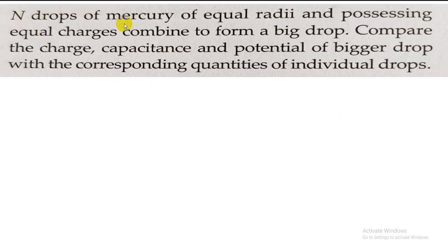Here, n drops of mercury of equal radii, possessing equal charges, combine to form a bigger drop. Compare the charge, capacitance and potential of the bigger drop with the corresponding quantities of individual drops. That is, we have to compare charge, capacitance and potential of the bigger drop with the small drops.